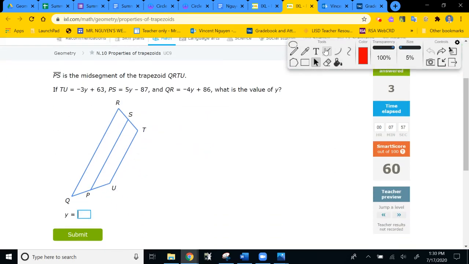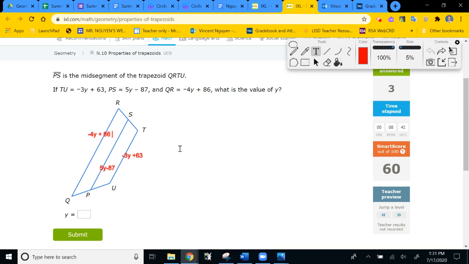All right, this one has actual expressions, so I'm actually going to work these out for you guys. So TU, the relationship is the same, okay? We're just now working with variables. Plus 63, so notice what I'm doing. I'm marking 63. I'm labeling my picture, right? PS is the median, so PS is 5y minus 87. And then the QR is the long base, which is negative 4y plus 86.